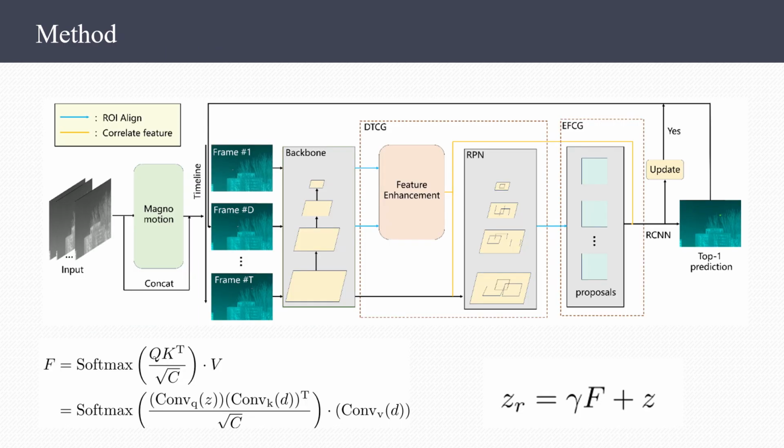MCATrack first extracts motion information through the MagnoMotion module and concatenates it with the original image along the channel dimension to form the network input. The model processes 3 frames at a time: the initial frame, the dynamic reference frame, D, and the current search frame, T. These 3 frames are simultaneously fed into backbone networks with shared weights to extract feature maps. Next, ROI align is applied to both the initial frame and the dynamic reference frame to extract their ROI features.